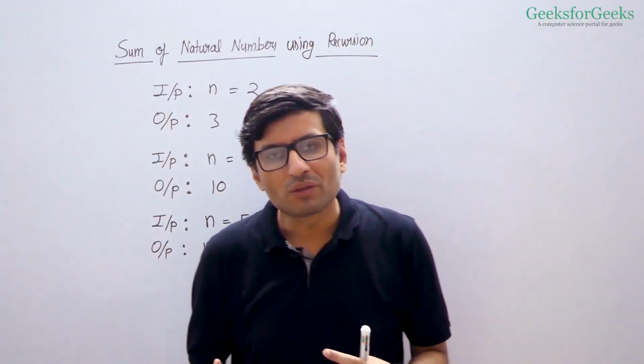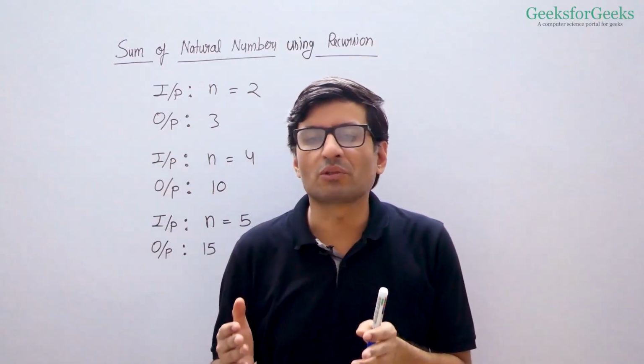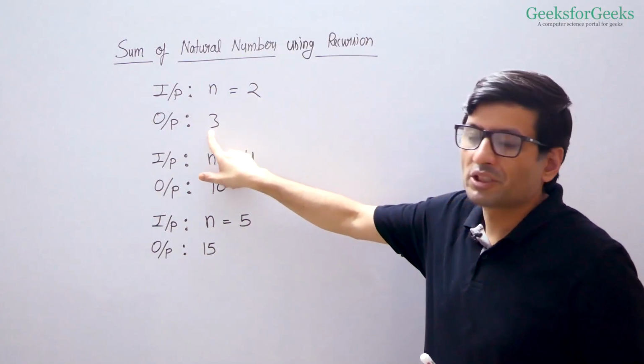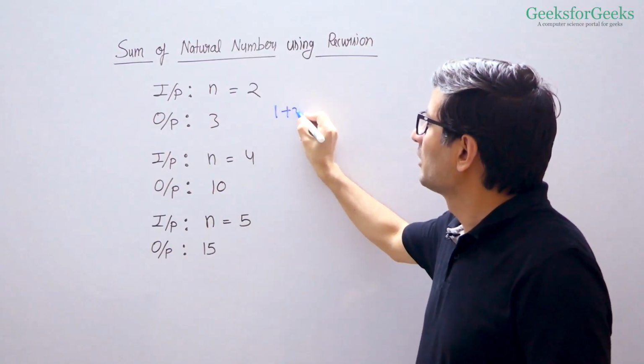Let us talk about this problem. We are given a number n. Our task is to do sum of first n natural numbers. If n is 2, then our output is going to be 3. 3 is sum of first two natural numbers, 1 and 2.